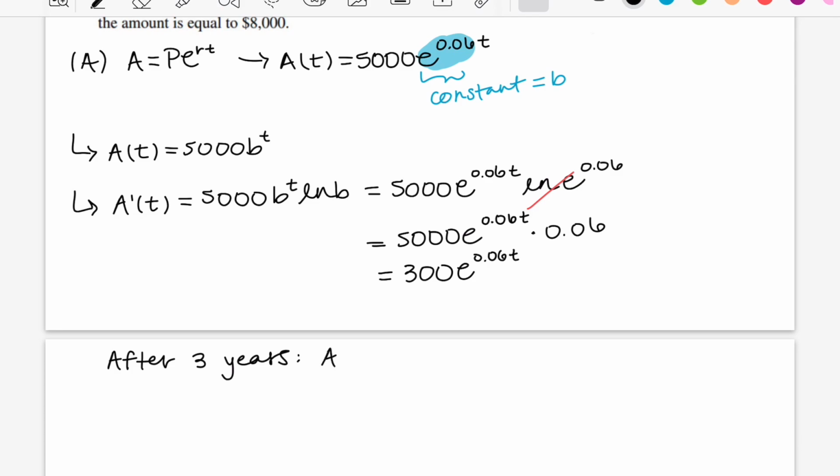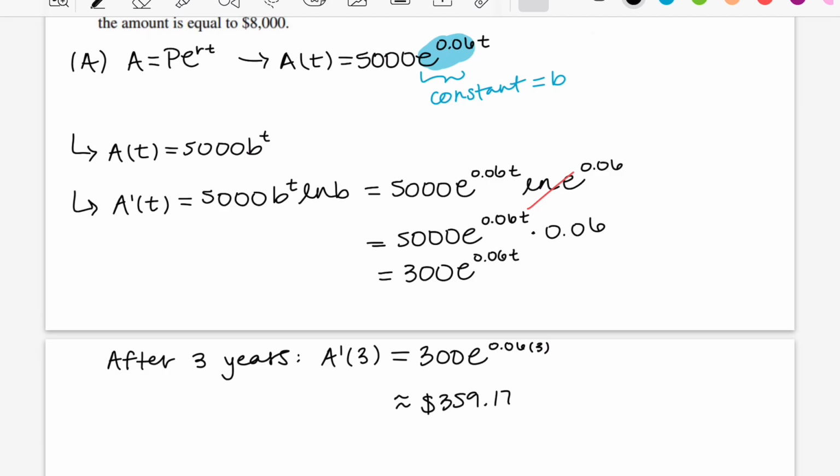So what we'll do is plug in 3 for t, and so we get 300 times e to the power 0.06 times 3. And then plugging this into a calculator, you get roughly $359.17.